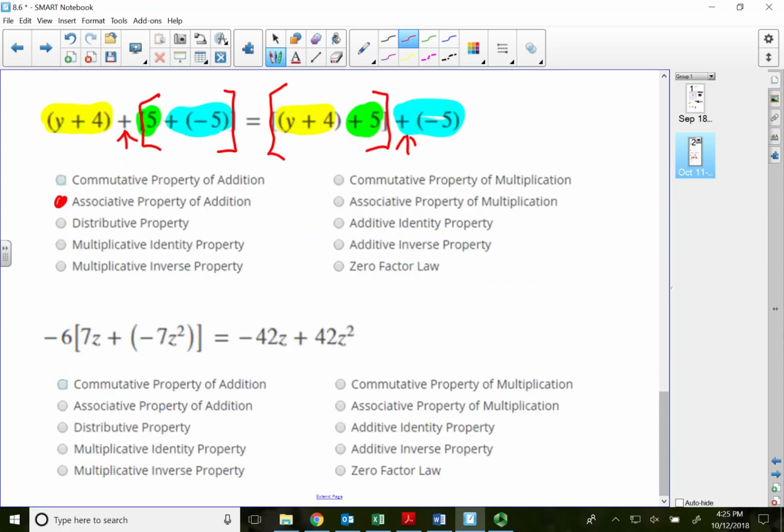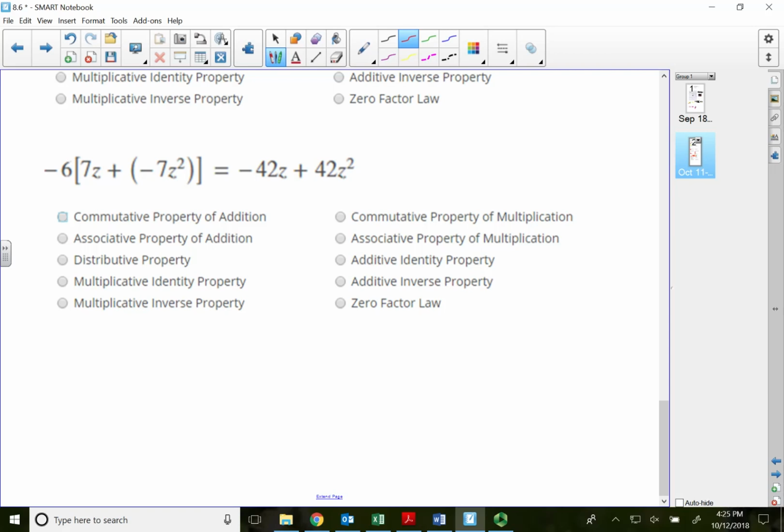All right, this one will be the distributive property. Okay, because where does this negative 42z come from? It actually comes from the negative 6 multiplying the 7z. Negative 6 times 7 is where that negative 42 comes from.